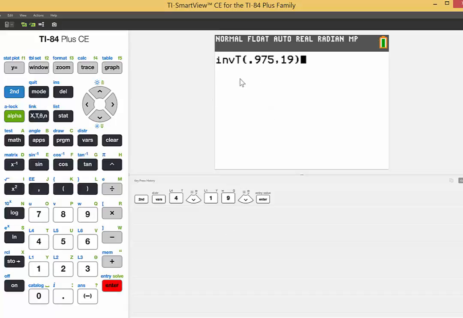And if you are using one of the earlier models that doesn't have you enter those pieces with a menu that way, and it just takes you straight to this inverse t function with parentheses, your syntax order will be the area, 0.975, and then the number of degrees of freedom, and then close your parentheses and hit enter. And it thinks for a second, and it comes up with the same value, 2.093.